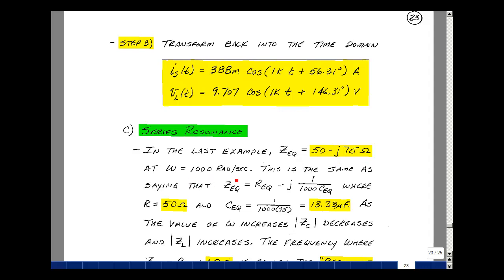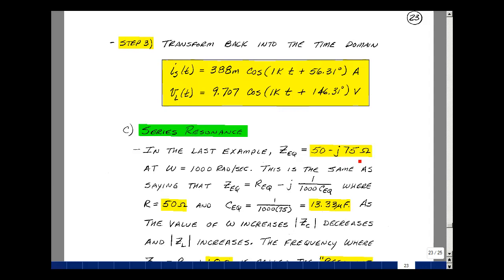1000 radians per second. Doing this symbolically, you could think of this as some R equivalent. And because this is a negative sign, we could think of this as some C equivalent. In other words, the impedance of the capacitor is minus j over omega C equivalent. We could solve for C equivalent in this case because that's equal to 75. Just cross multiplying here, we'd get C equivalent is 1 over 1000 and then 1 over 75, and that's 13.33 microfarads.